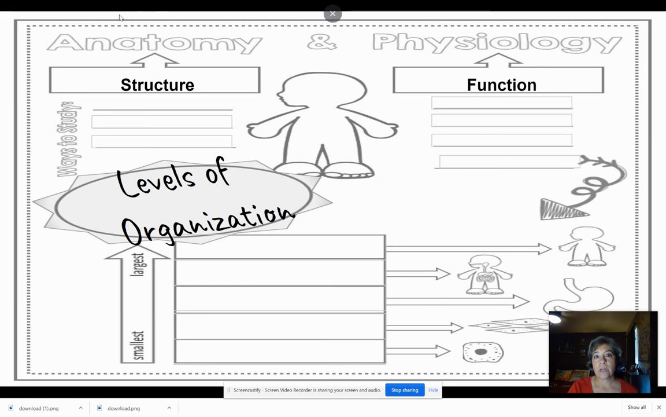Well, in your notes, you should have scrolled down to a couple of slides in your notebook, and you see this picture. So in this square, you're going to be putting the word structure, because anatomy is the study of the structure of the body. And then physiology is the study of the function of the body. So anatomy is what it is. Physiology is what it does. That's your big difference there.